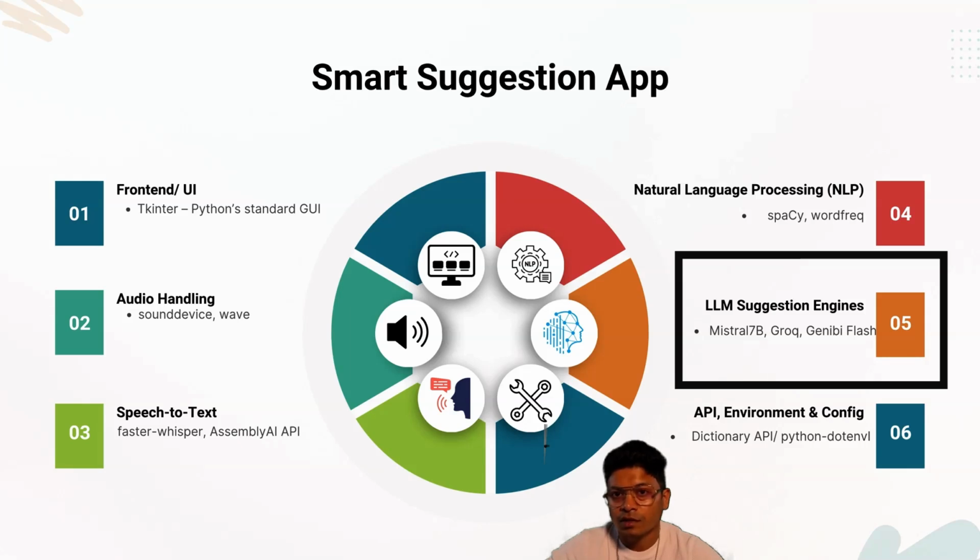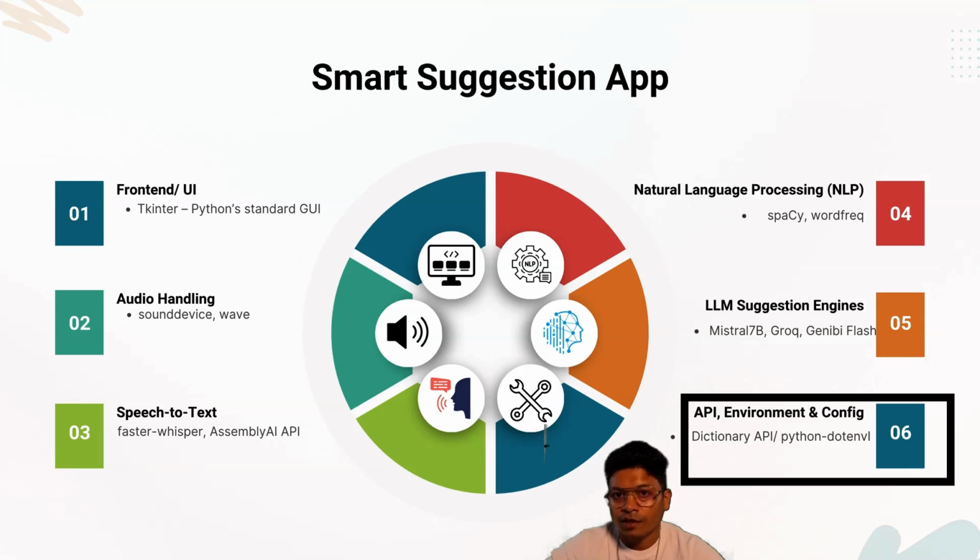For intelligent follow-ups and clarifications, we've got 3 LLM powerhouses. OpenRouter with Mistral models, my main workhorse for real-time suggestions. Plus it's free. Groq with Llama 3, and Gemini from Google for a different perspective and some creative variety. Finally, Python .env keeps all my API keys safe and sound.